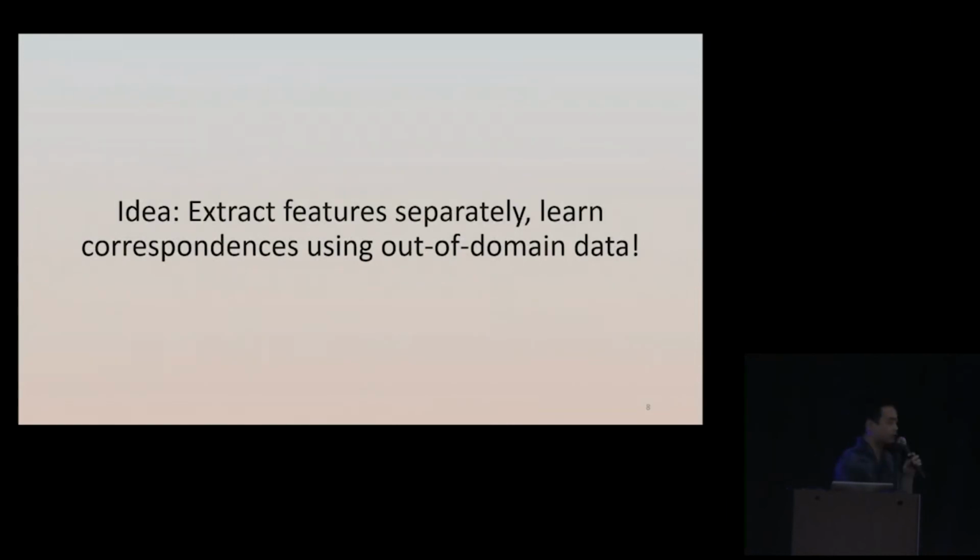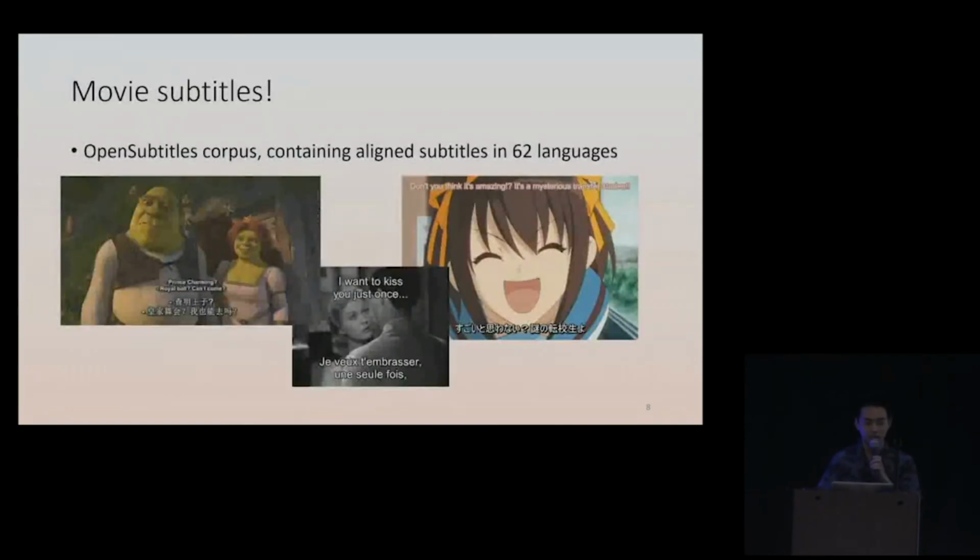So the central idea for my paper is, instead of trying to extract the same features in all these languages, why not try to extract the features independently and then learn the correspondences from out-of-domain data? So this eliminates the need to have the same features in vastly different languages. And what out-of-domain data can we use? Well, why not movie subtitles?